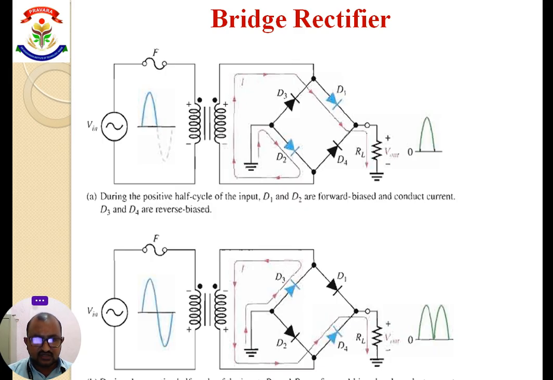The second two diodes are considered as D2 and D4. D2 contains the cathode and D4 contains the anode. Both are combined to each other and connected to the second terminal of the transformer. In between, the anodes of two diodes are connected together and the cathodes of two diodes are connected together. In between these we have to connect the load resistor. Then we have to see the operation of this bridge rectifier.